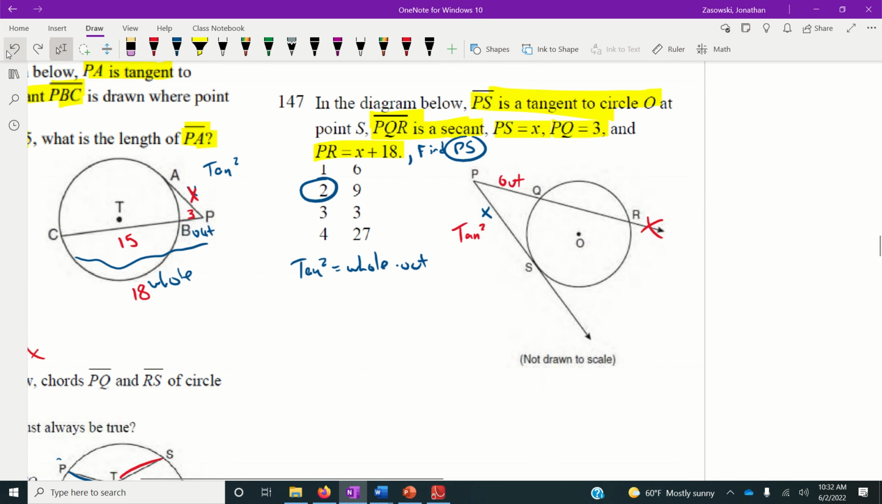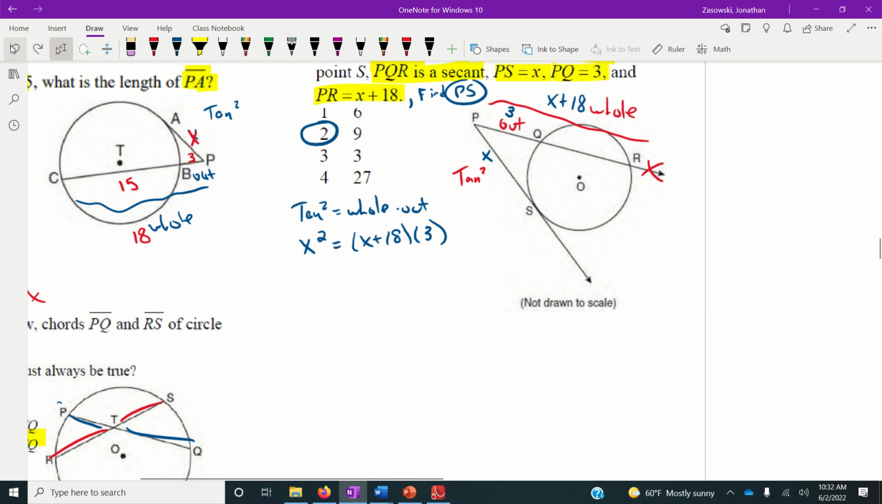So we take a look at this one. Remember, the outside piece is PQ, the tangent line is PS, and the whole segment is this x plus 18. So 3 is outside, the whole is x plus 18, and PS is x, and that's the tangent squared. So plugging into the formula, we should get x squared is equal to x plus 18, the whole, times the outside, which is 3. We're going to distribute through to get x squared is equal to 3x plus 54.